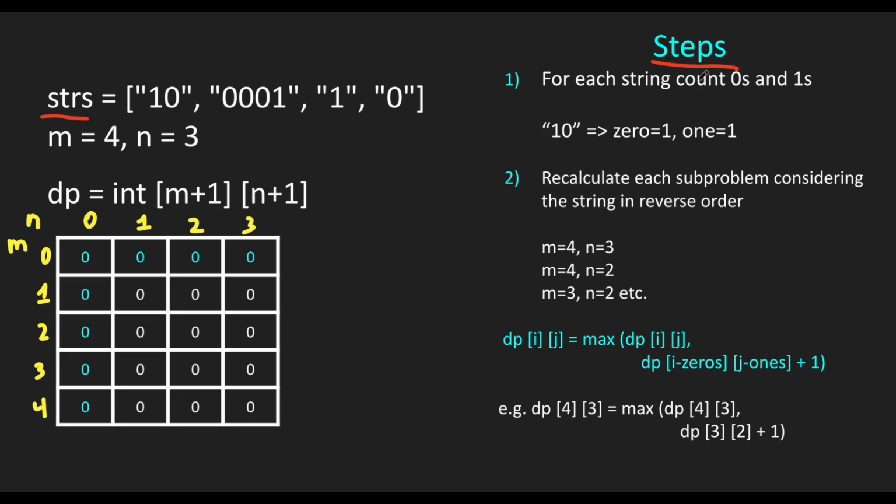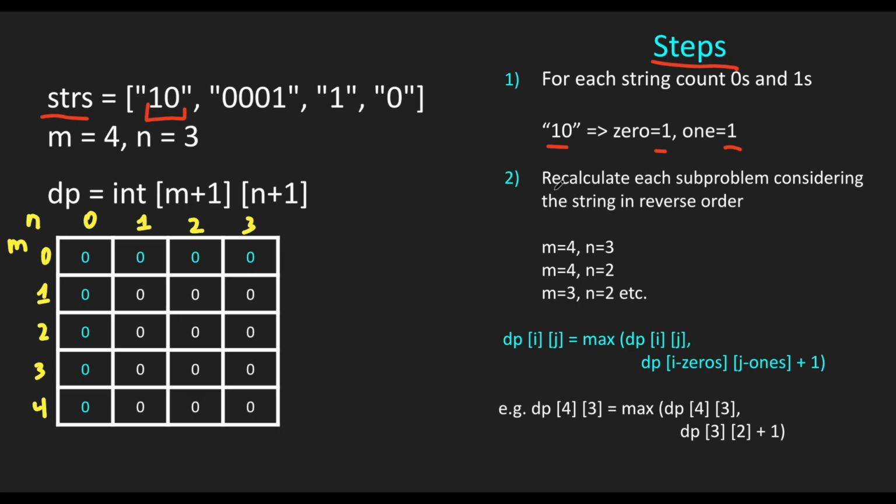So what we do in the first step, we take each string. Let's say that we have only one input string, 1 and 0. So in the first iteration, for each string, we are counting zeros and ones. We have 1 zero and 1 one.